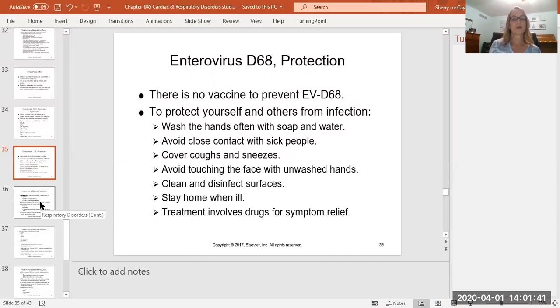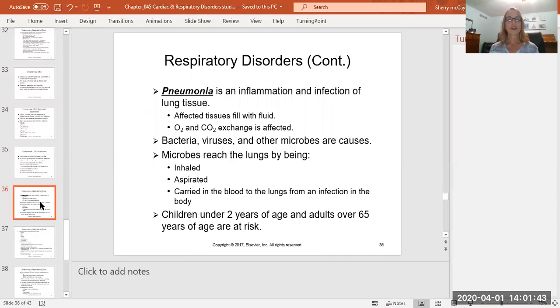Let's move on to pneumonia. Pneumonia is an inflammation and infection of the lung tissue. Affected tissues fill with fluid. Oxygen and carbon dioxide exchange is affected, so that slows down that exchange. Bacteria, viruses, and other microbes are causes. Microbes reach the lungs by being inhaled, aspirated, or carried in the blood to the lungs from an infection in the body. Children under 2 years of age and adults over 65 are at the largest risk.